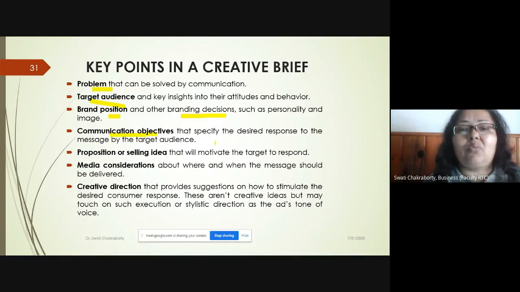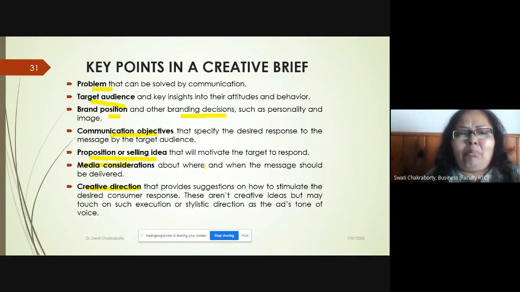Communication objectives. What's your objective, right? That should respond to the needs of the audience. Proposition or selling idea, which will motivate the consumers to respond. Media considerations talk about where and when the message should be delivered. And we have what we call creative direction, that talks about suggestions on how to instigate, stimulate, motivate the desired customer response. How can you do that, right?